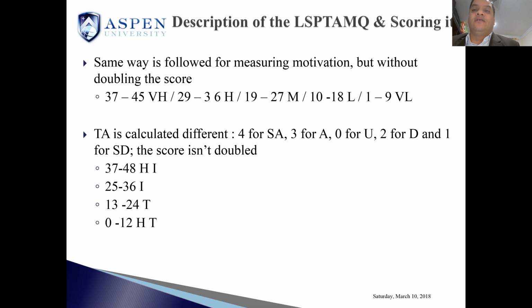As for calculating tolerance of ambiguity, it is calculated in a different way. 4 points is given for strongly agree, 3 for agree, 0 points for undecided, not 3 like the other items, 2 for disagree, and 1 for strongly disagree, and the score is not doubled, it's just added up. If they score between 37 and 48, it's highly tolerant. Between 25 and 36, it's intolerant. From 13 to 24, it means tolerant, and from 0 to 12, it means highly tolerant.